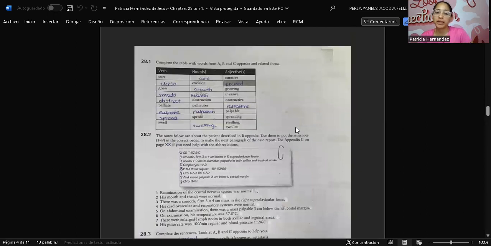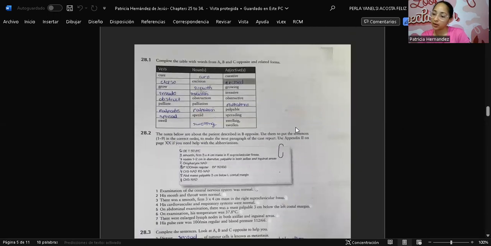Okay, chapter 28 is about oncology. Complete the table with words from A, B, and C opposite, and related forms: verb, noun, and adjective. Cure, cure, curative. Excise, excision, excisable. Grow, growth, growing.